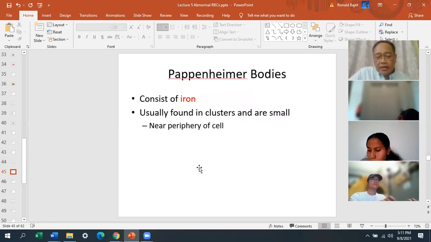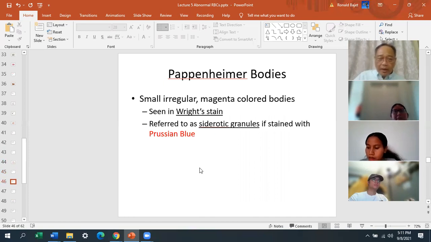Pappenheimer bodies. Pappenheimer bodies are made out of iron, and they're usually found in small clusters, near the periphery of the cell on the smear. So Pappenheimer bodies are made out of iron. Pappenheimer bodies are seen in Wright stain.